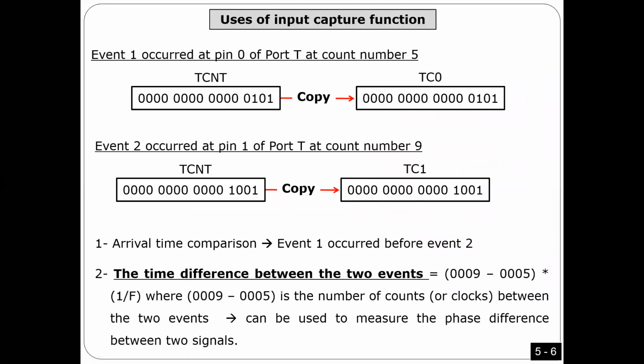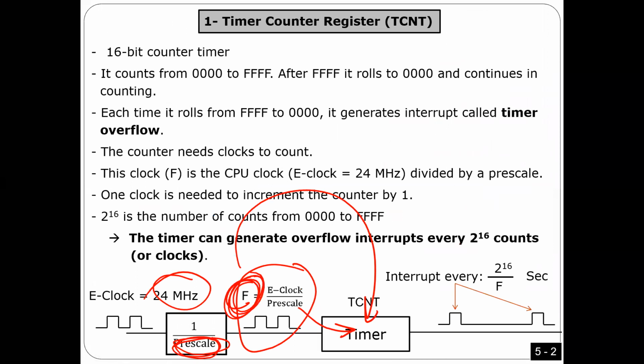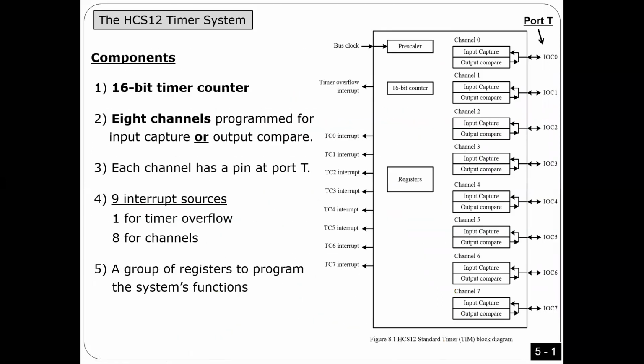Again, I didn't explain yet why you have something counting here, but you can guess. Actually, this counter is going to be needed for input capture and output compare, right? So this counter should help input capture do its task. Also, it's going to help output compare do its functionality, as you will see right now.